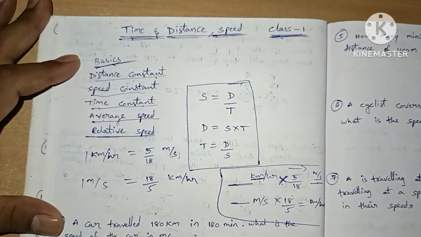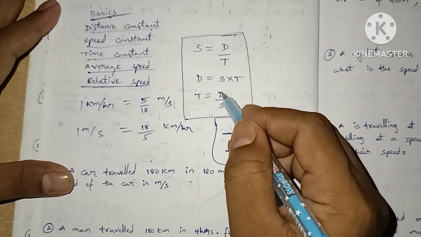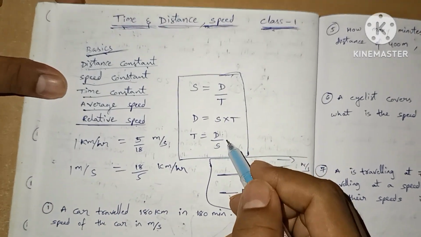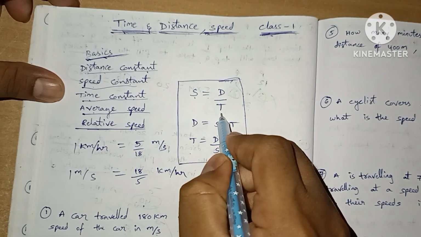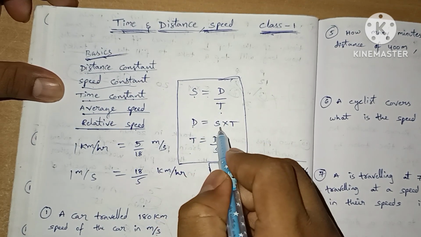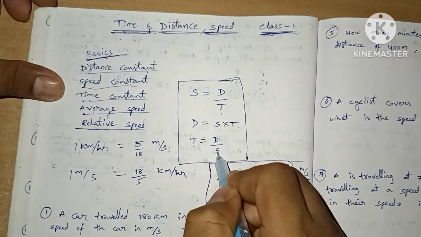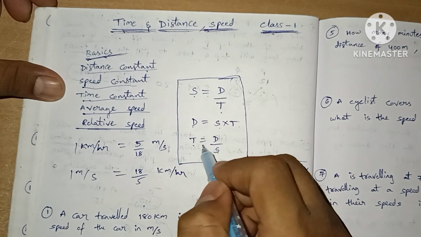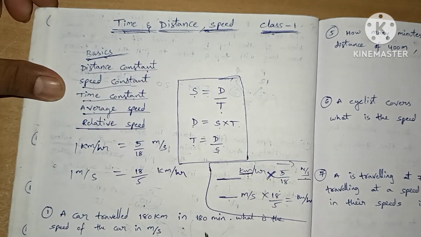Okay, let's start with the concepts. The basic formula for this topic, time, distance and speed, is speed equals distance by time. By this we can derive distance equals speed into time and time equals distance by speed. So these are the three most important formulas we need to remember for this concept.